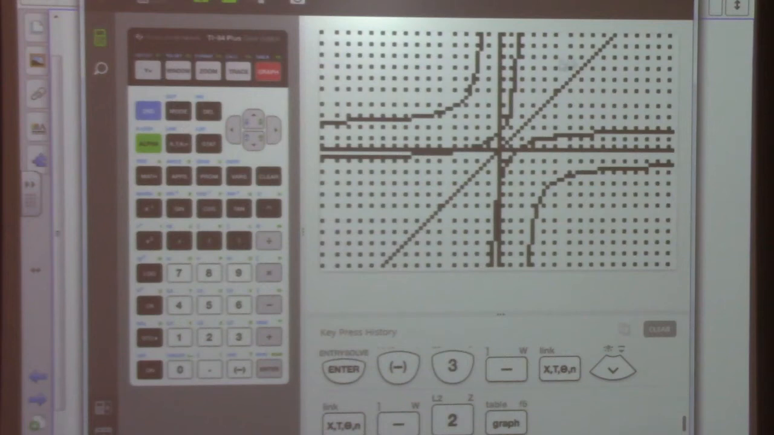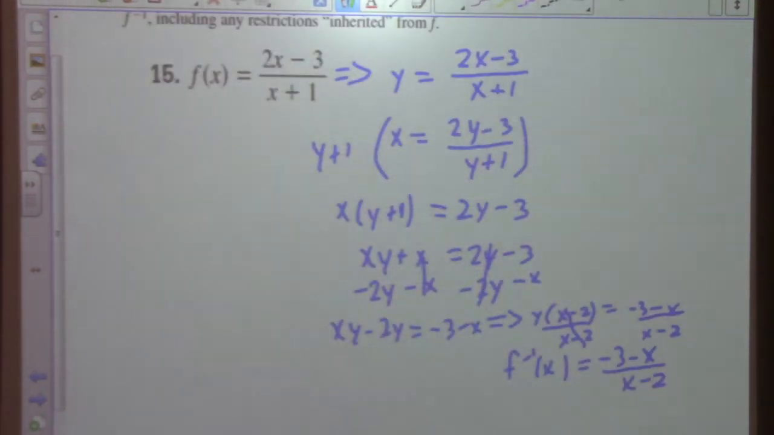Now here's one thing that I find with these types of rational functions that's pretty hard: it's really hard to see this original and figure out what the inverse is. It's just not as apparent as the other ones.